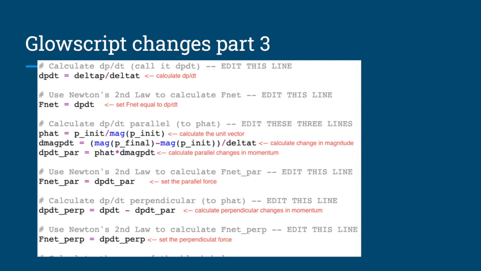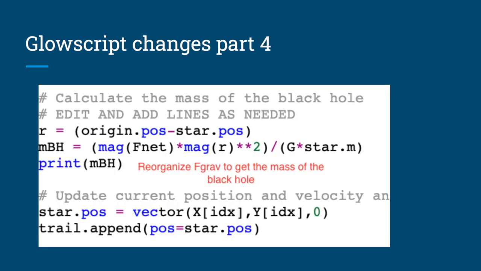We can then calculate dp dt parallel using the initial direction and change in momentum that we had just defined. Since this is equal to the parallel net force, we set Fnet parallel equal to this. Since dp dt parallel and the perpendicular component added together equals the net change in momentum over time, subtracting the parallel component from dp dt gives us dp dt perpendicular. Using this, we can also define Fnet perpendicular. And finally, to calculate the mass of the black hole, we find the distance between the star and the origin represented by the variable r, and then alter the equation for universal gravitational force shown earlier to find just the mass of one of the components, in this case, the mass of the black hole.